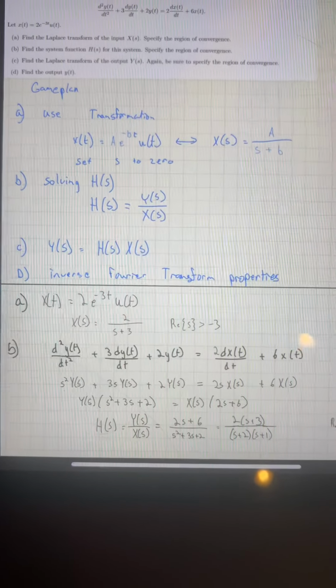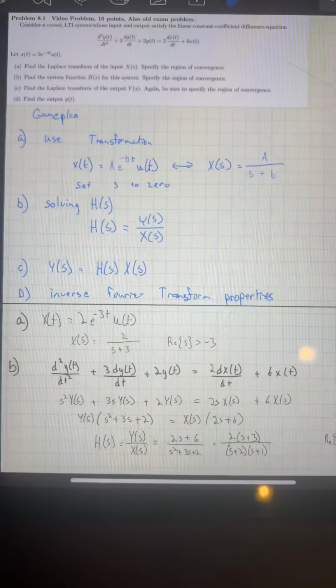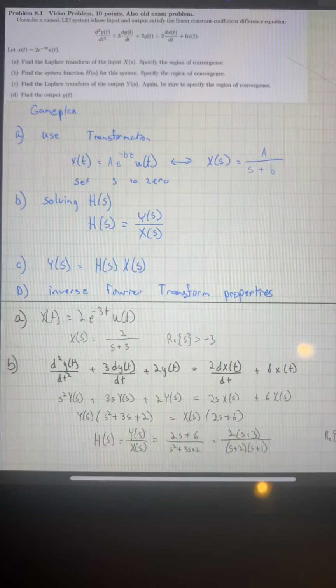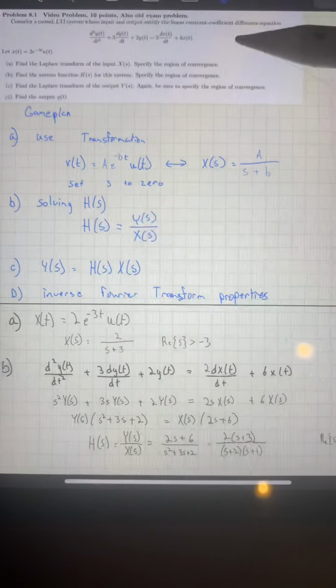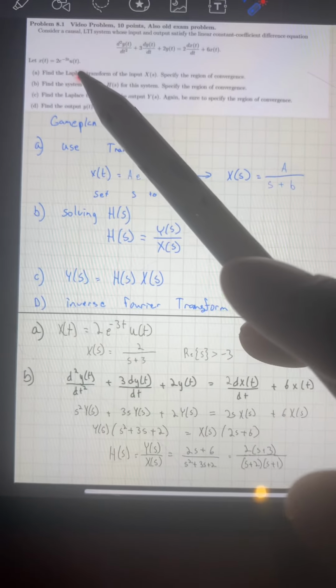Hi everyone, welcome back to another continuous time problem, and today we are going to be solving for problem set 8.1, where we are given our linear constant coefficient difference equation right here, and then we are also given our x of t, our input.